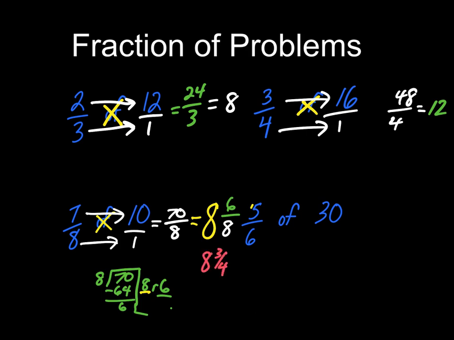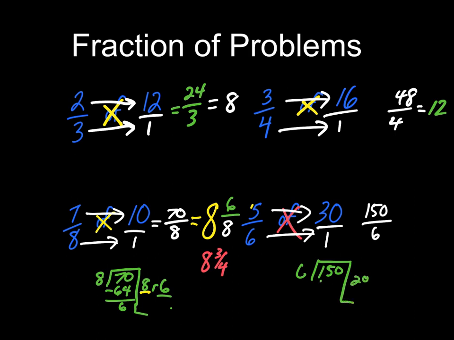And our final question here is 5/6 of 30. Of means times. We multiply straight across. Put that 1 in there. We get 150 over 6. Again, we have a little division problem here to simplify this improper fraction. We can put 20 in there. There's 30 left. I know another 5 goes in for a perfect whole number answer of 20 plus 5 equals 25. So there's the basics of fraction of problems.